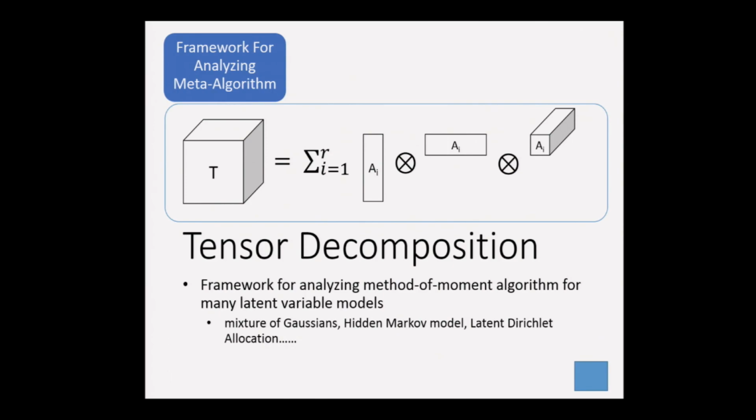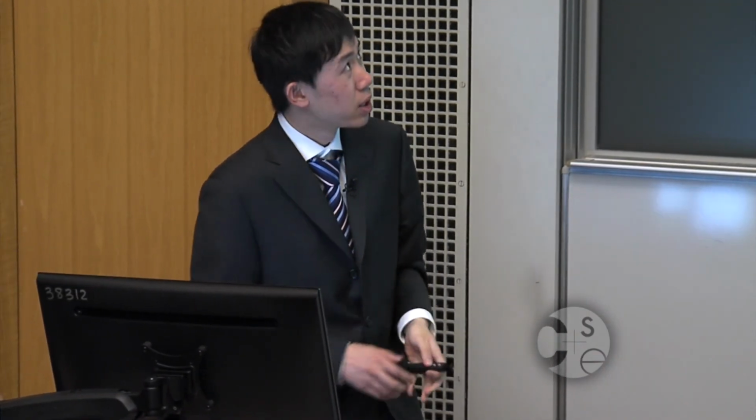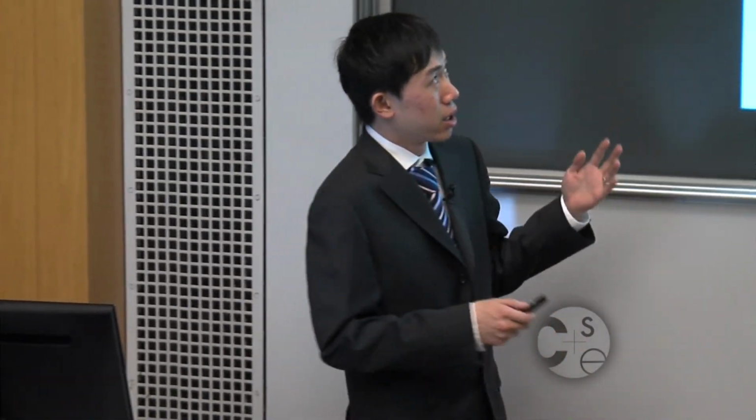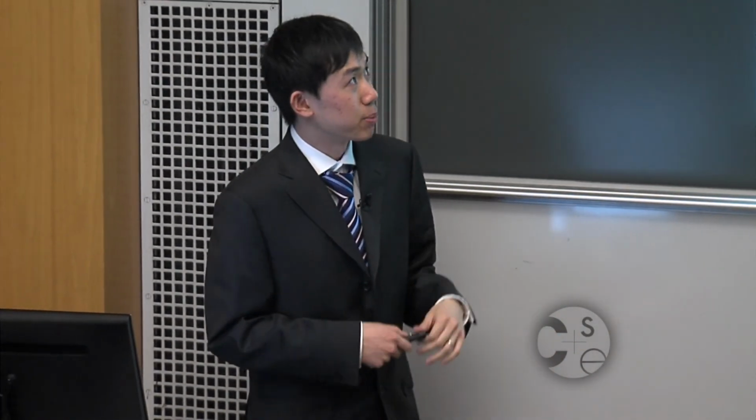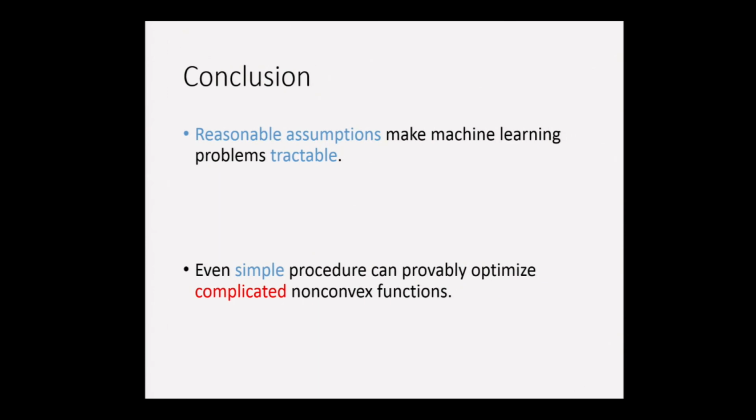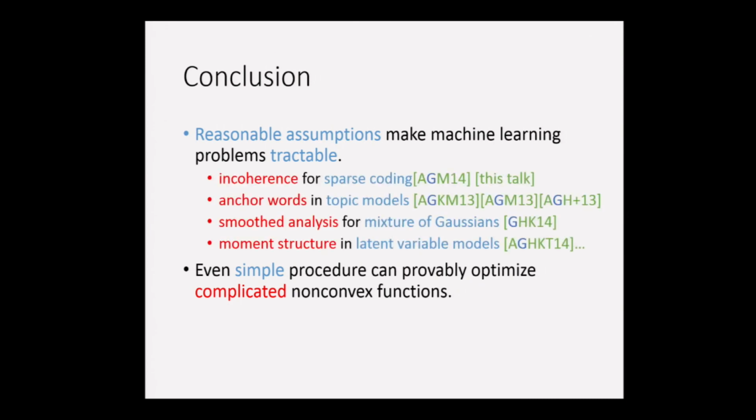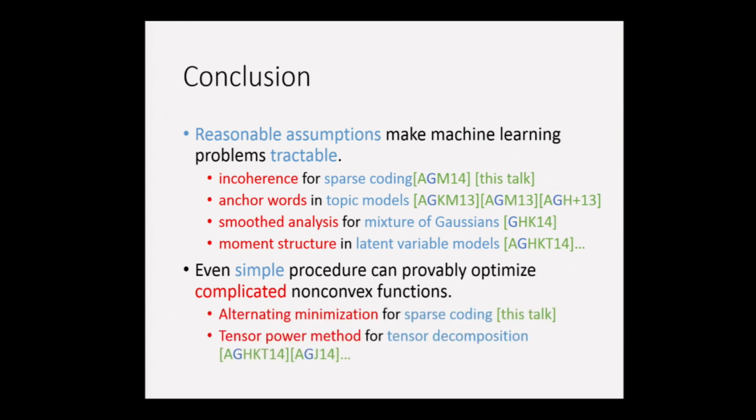I will just skip this. So just to conclude, in this talk, what we saw is that by making reasonable assumptions, we can make machine learning problems tractable. And also, we've seen that even a very simple procedure like gradient descent on non-convex functions can probably optimize these complicated functions. These are points that occur many times in my research. We can make many different assumptions for many different models. We can also analyze many different algorithms for non-convex functions.